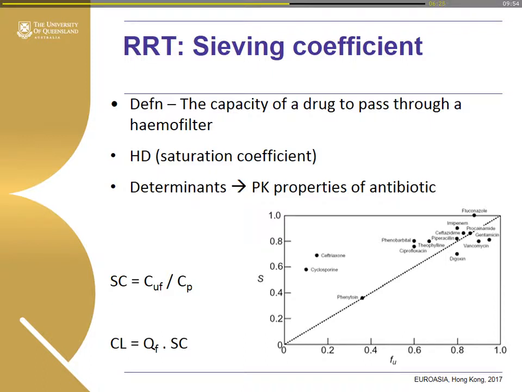So here on this graphic, you can see that we have the fraction unbound. So the higher the unbound fraction, that means the lower the protein binding, versus the sieving coefficient. And as you can see here, each of these drugs have relatively high drug clearance because they have a high unbound fraction. Whereas for drugs like ceftriaxone, which I referred to before, cyclosporine, phenytoin, these are drugs with a larger volume of distribution and/or protein binding, which means you get less clearance of these drugs across a hemofilter. And so the need for dose adjustment with these drugs is decreased.